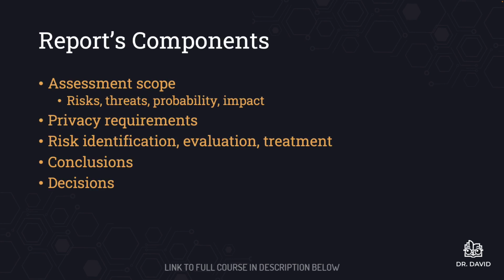The different components or sections of the 29134 report should include an assessment scope that identifies the risks, threats, probability of risks materializing, and the potential impact of those risks, privacy requirements, risk identification, evaluation and treatment, conclusions, and decisions.